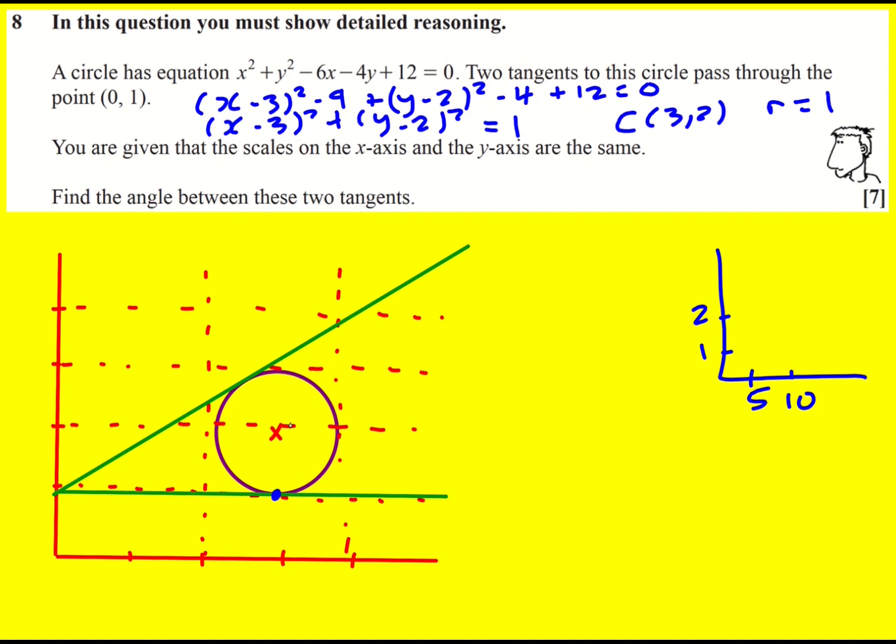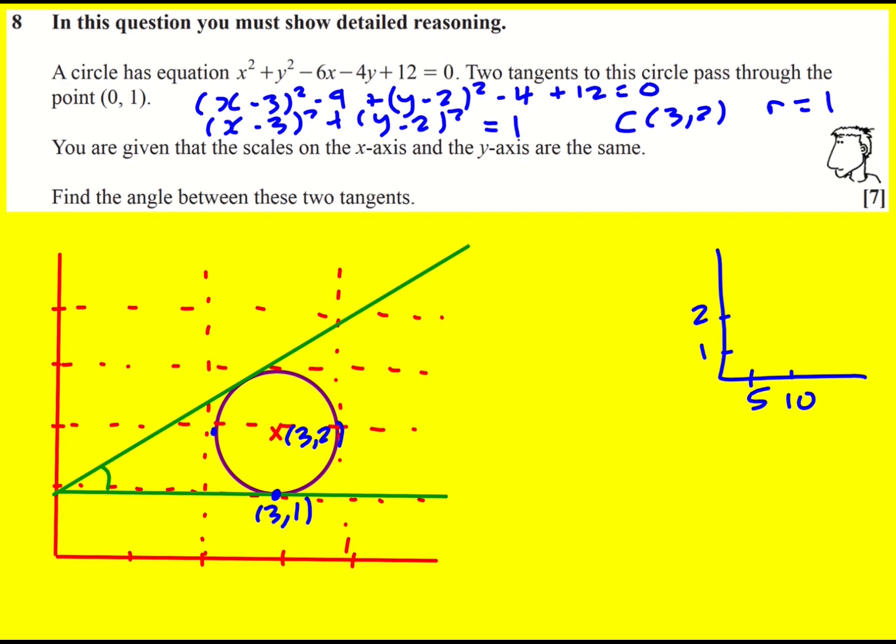So this point is (3, 2). This bottom point is then actually going to be (3, 1). And I could work out the other corners, I don't need to do that. What I'm interested in is this angle here.